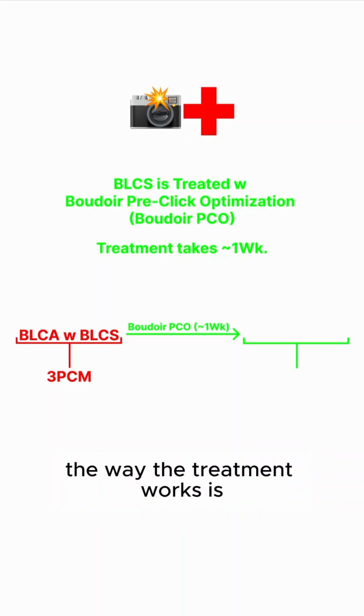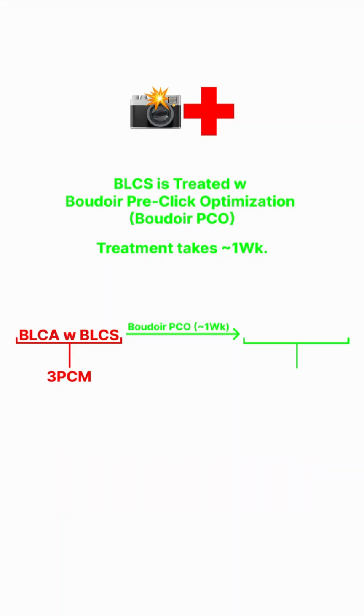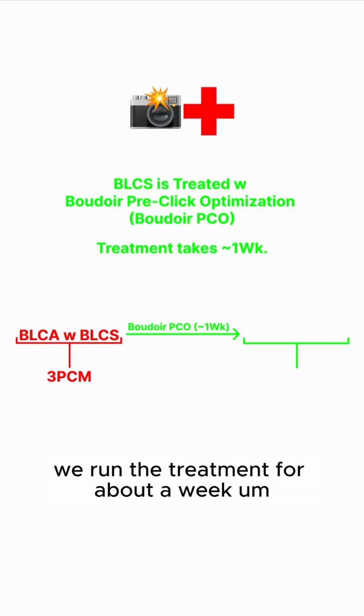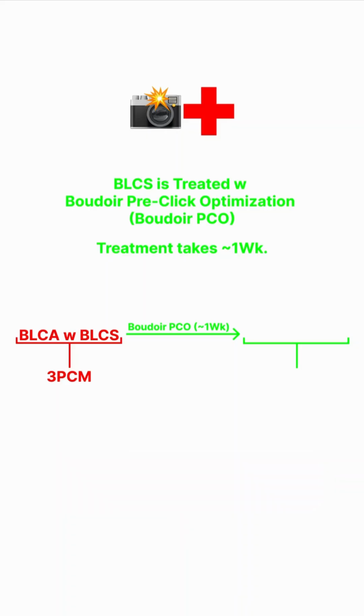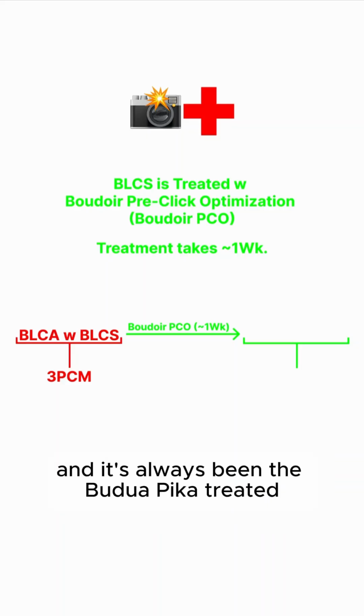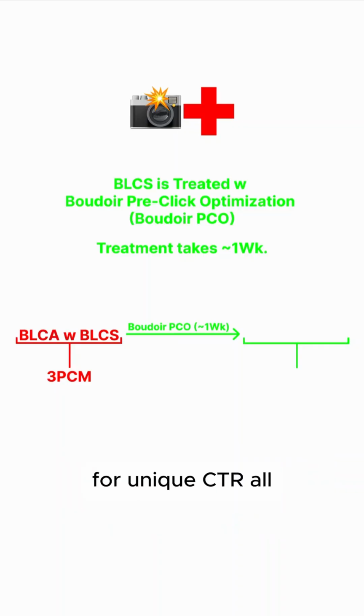The way the treatment works is we duplicate the current Boudoir Facebook ad, and we leave the original. And we apply the treatment on the duplicated one. We run the treatment for about a week. After about a week, we just keep whichever one is running the highest metrics, and it's always been the Boudoir Pico treated ad that ends up with the highest metrics for unique CTR all.